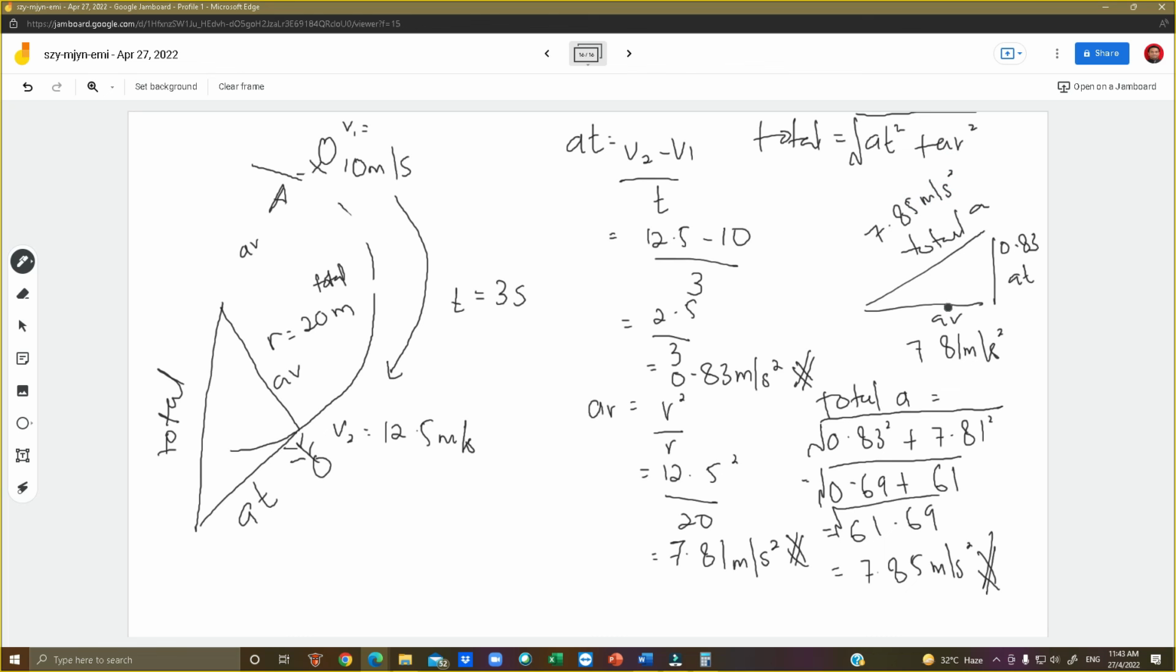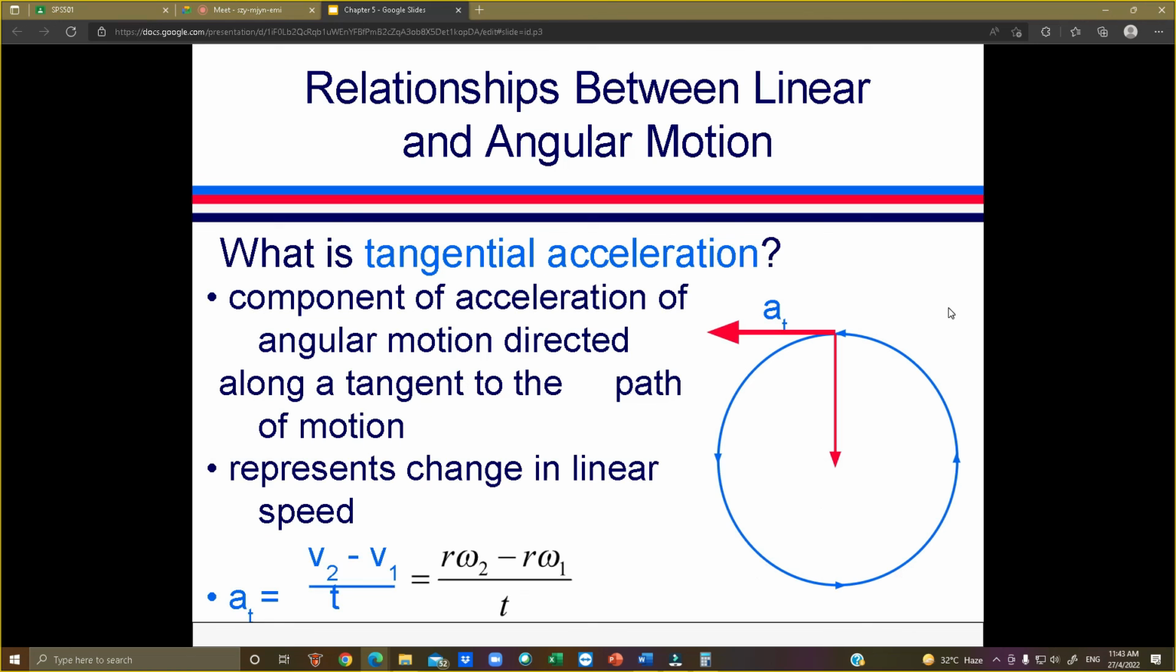Ini cara dia untuk kita gunakan the acceleration. Okay, so we have covered angular acceleration, we have covered tangent and radial acceleration, and also the interrelation between linear and angular acceleration. Okay, ada soalan sampai sini? Okay, insyaAllah tak ada. Okay. Saya tengok apa kita ada ni.